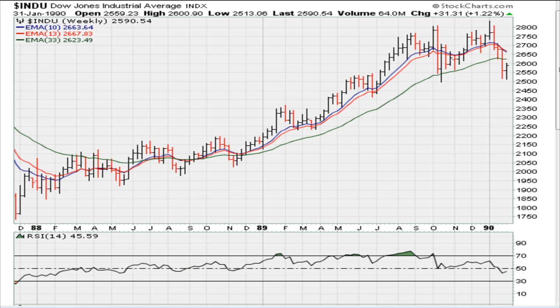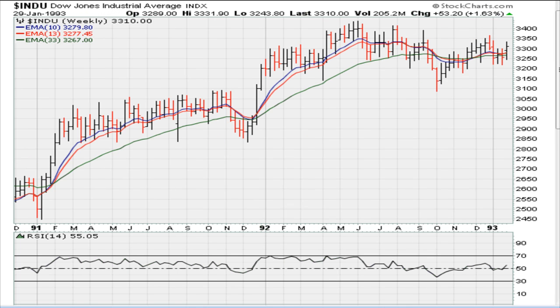Fast forward 3 years later, and you can see now coming into this period of 91, there was a crossover there. There was an attempt here to cross and have a bearish signal, but it never happened. So the market continued pushing higher. So the market crossover signals was telling you to continue playing long the market.